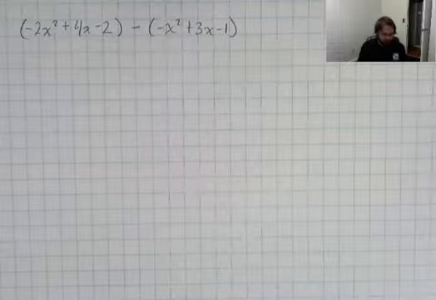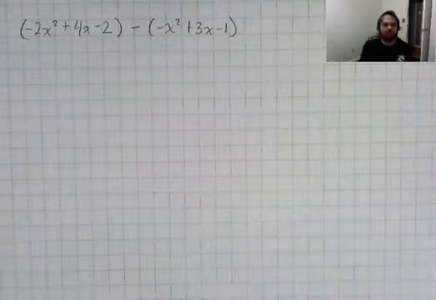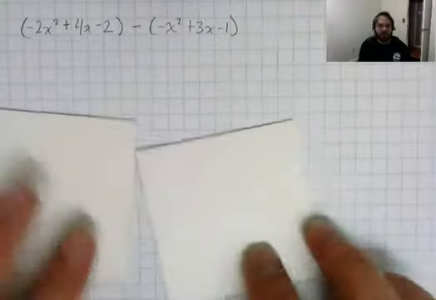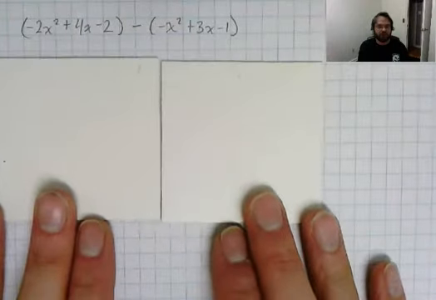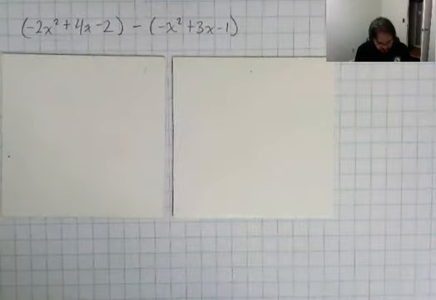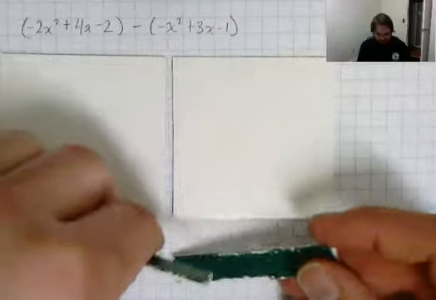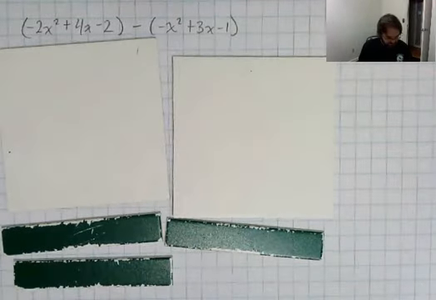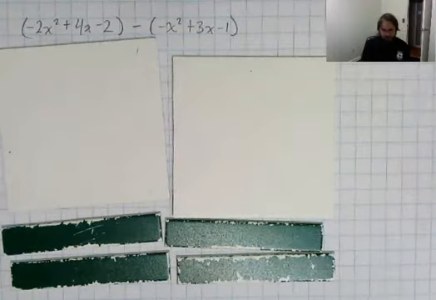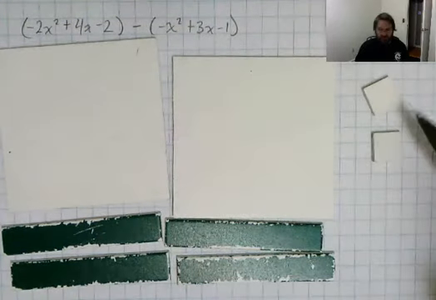All right, so let's first build this section here up, the first part that we're going to be taking away from. So I have negative 2x squareds. So here are negative 2x squareds. Okay? Now, we have 4 x's. So 4 positive x's, I have 4 positive x's right here. And lastly, I have negative 2. So I'm going to have negative 2 upside down, these whites right here.